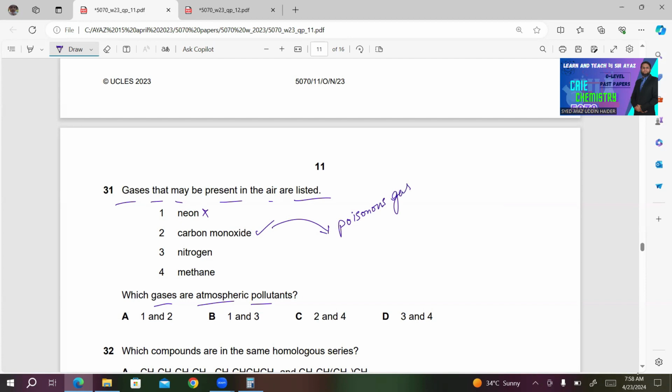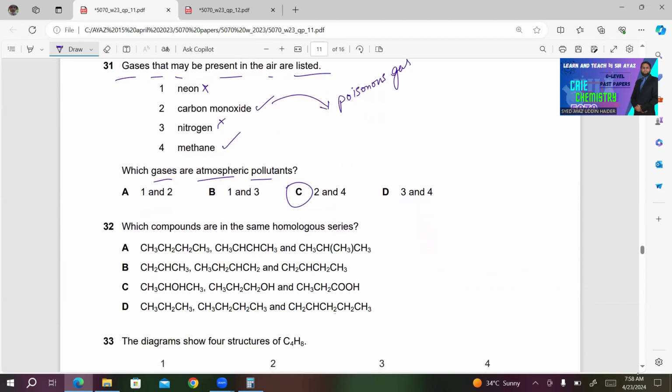Nitrogen is also not a pollutant, so this is incorrect. Methane is responsible for global warming. So 2 and 4 is the right choice, so C will be the right answer.